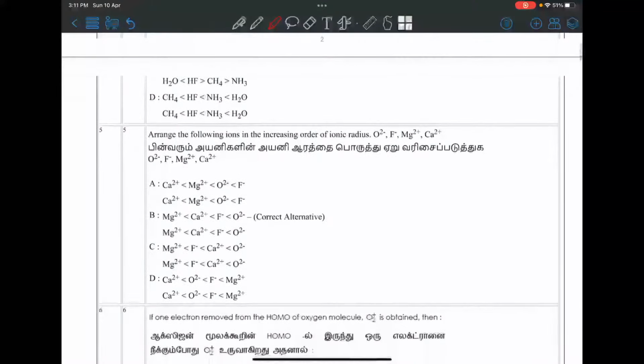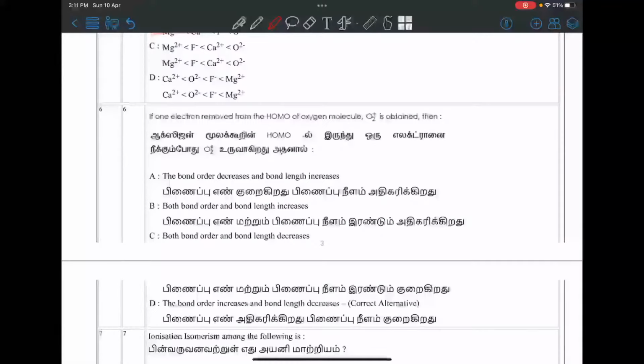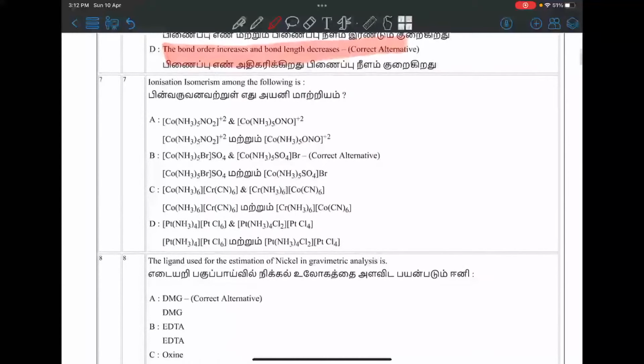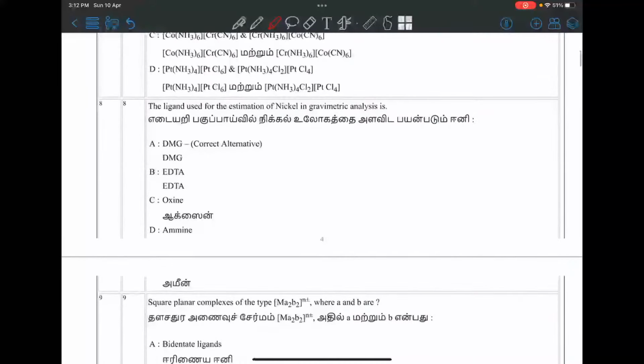Arrange the following ions in the increasing order of ionic radius. இதுக்கு வந்துட்டு O2 minus, F minus, அதுக்கப்புறமா Mg2 plus. Then என்ன ஆகுது? The bond order increases and bond length decreases. Ionization isomerism among the following is option B கொடுத்துக்கிறாங்க. The ligand used for the estimation of nickel in gravimetric analysis is DMG.